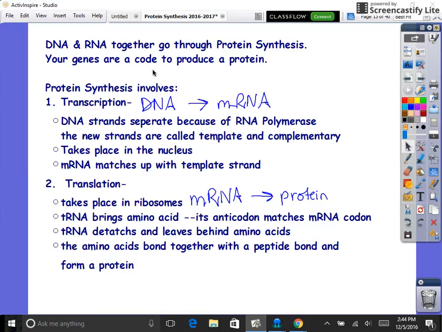If we take a look at DNA and RNA as they go through protein synthesis, your genes are used to basically make this protein. There are 2 steps: transcription, which is DNA to mRNA, and translation, which is mRNA to a protein. You're going to see details on the next few slides about how transcription takes place in the nucleus and translation takes place in the ribosome.